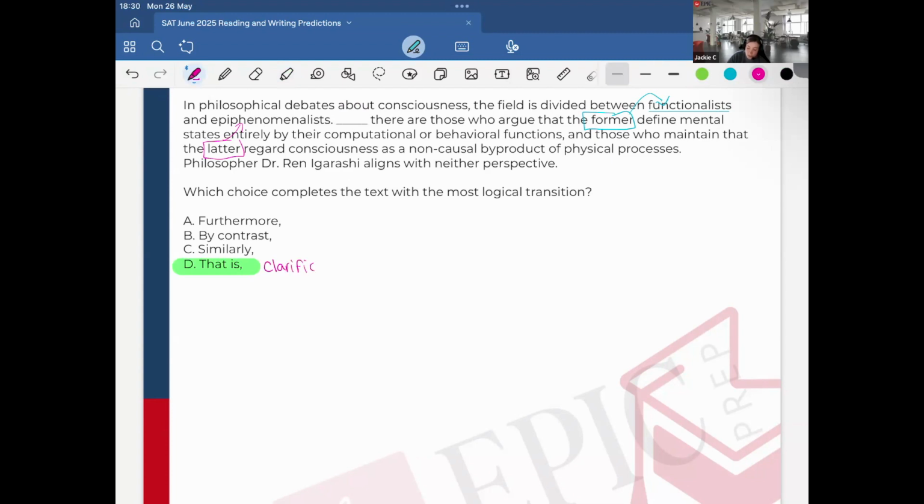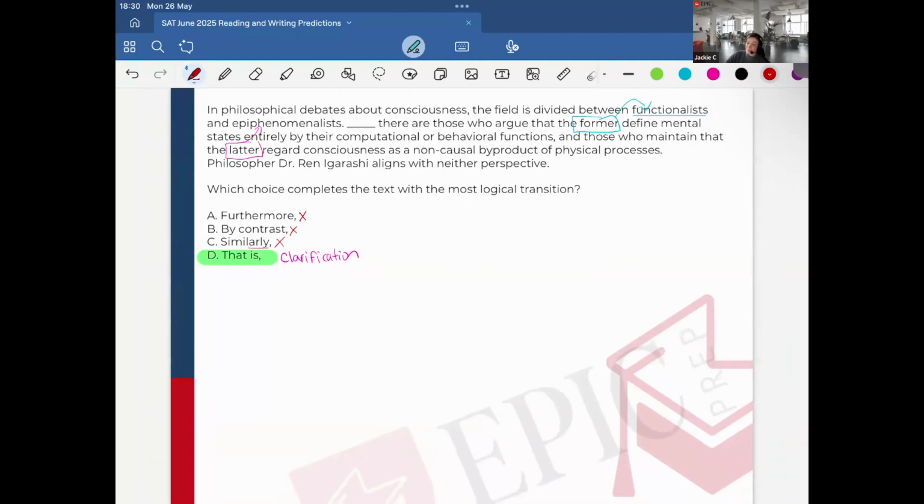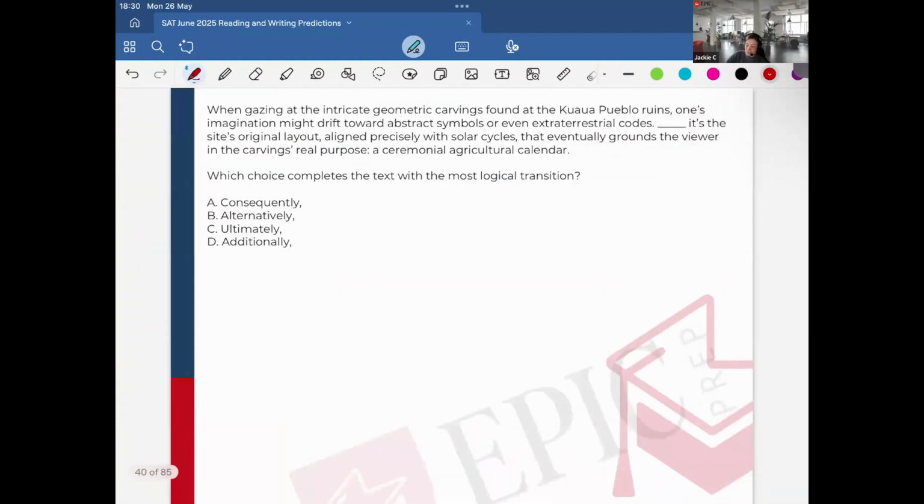So for further clarification, it's not adding information, it is not contrasting anything, and it's also not giving a similar perspective. So maybe that will appear on June SAT.